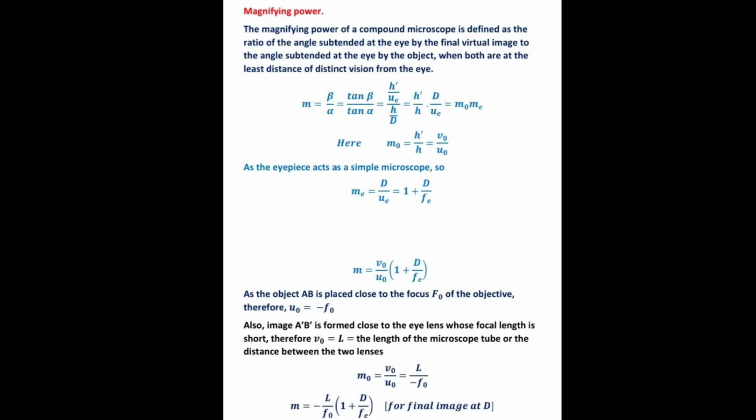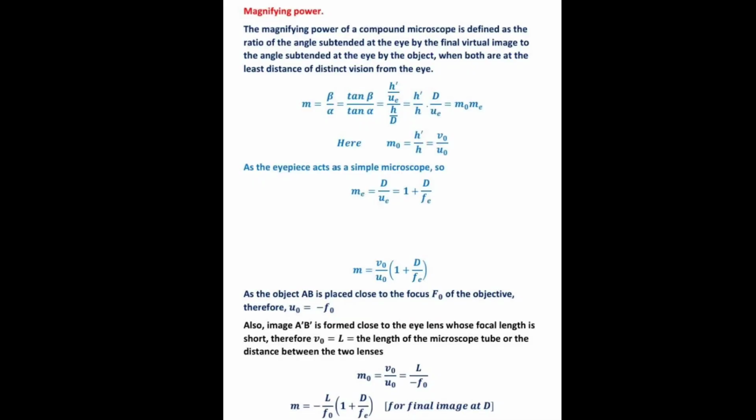Now about the magnifying power of a compound microscope. This is the ratio of the angles. First one, that is the angle subtended at the eye by the final virtual image A''B'', to the angle subtended at the eye by the object when both are at the least distance of distinct vision from the eye. So we have the formula m is equal to beta divided by alpha. Beta and alpha are the respective angles subtended at the eye by the final virtual image and by the object. As the angles are small, we can apply the trigonometric functions, tan beta divided by tan alpha.